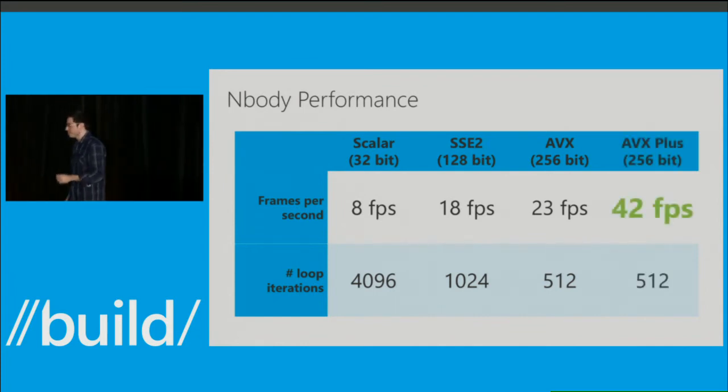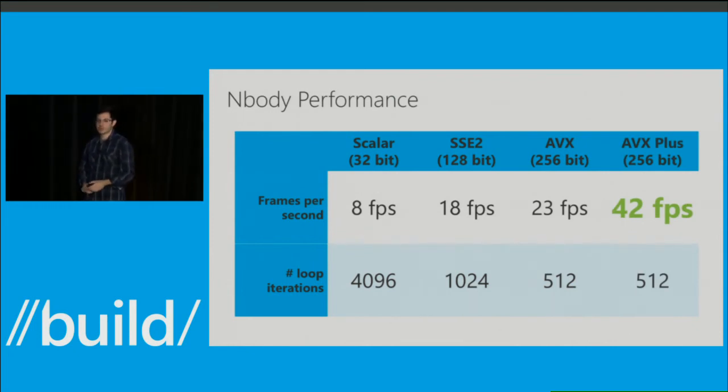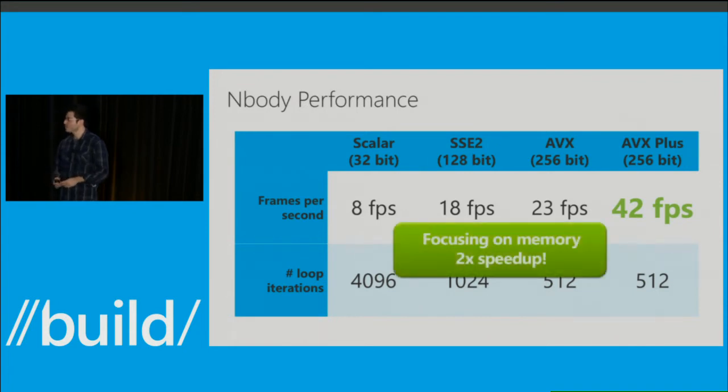Twice as fast. Doing something stupid. Doing something that was completely counterintuitive. Why would you ever want to use 30% more memory? That makes no sense. But, just focusing on memory, we're able to get a 2x speed up compared to the 256-bit case that we had with the code as is. And, there's 42 frames per second.